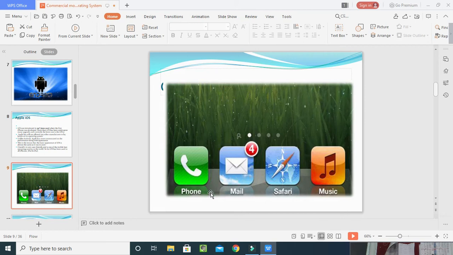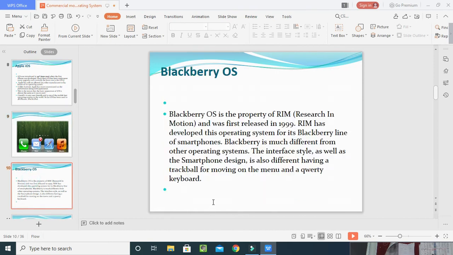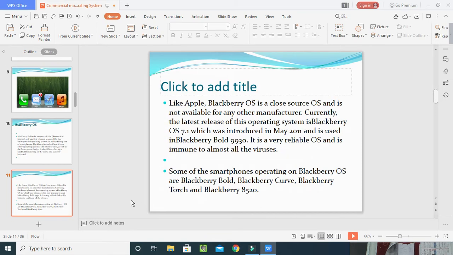In the phone, mail, Safari, music, all these things we are using the Apple iOS operating system. Now, BlackBerry. You may have seen that the BlackBerry operating system was developed by Research In Motion. This operating system was developed for the BlackBerry line of smartphones and first released in 1999. BlackBerry is much different from other operating systems. The interface style as well as the smartphone design is different, having a trackball for moving on the menu and a QWERTY keyboard. After seeing the picture, you will be able to understand.